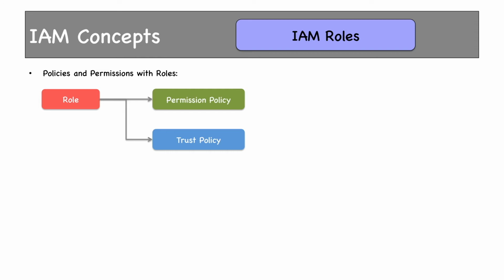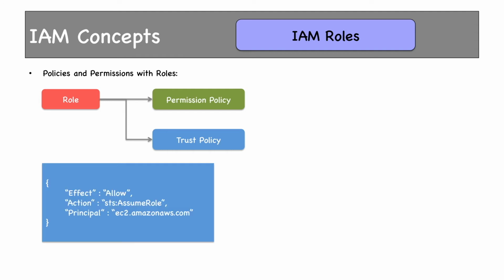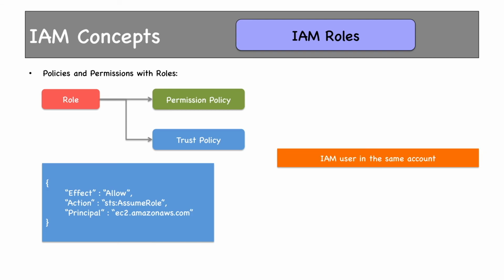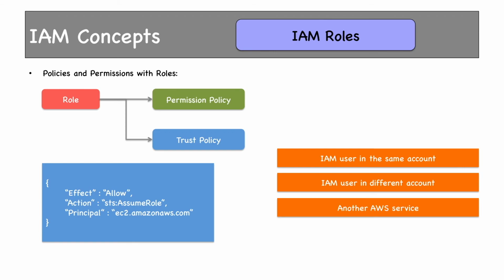It tells which user or service the role trusts. Trust policy contains only three keys at the least: effect, action, and principal. Action contains sts:AssumeRole, so that the principal mentioned here can assume this role to perform temporary action on resources as said earlier. Roles can be used by IAM users in the same account, IAM users in a different account, another AWS service, or an external user.